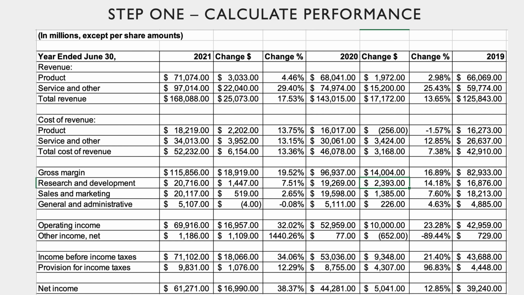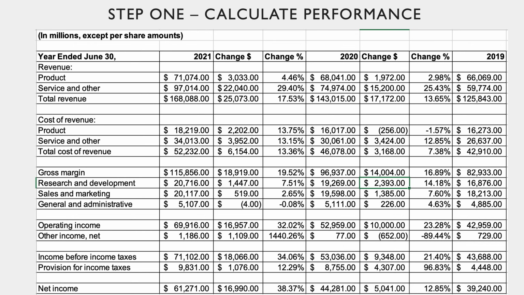This isn't really complicated, but it is super easy to overthink, which you don't want to do. You just want to make sure you're looking at the same line item. In this particular case, it's product. You take this year's revenue minus last year's revenue. That's it. And then to calculate the previous year, it's this year's revenue, 68,041, minus the 66,069.